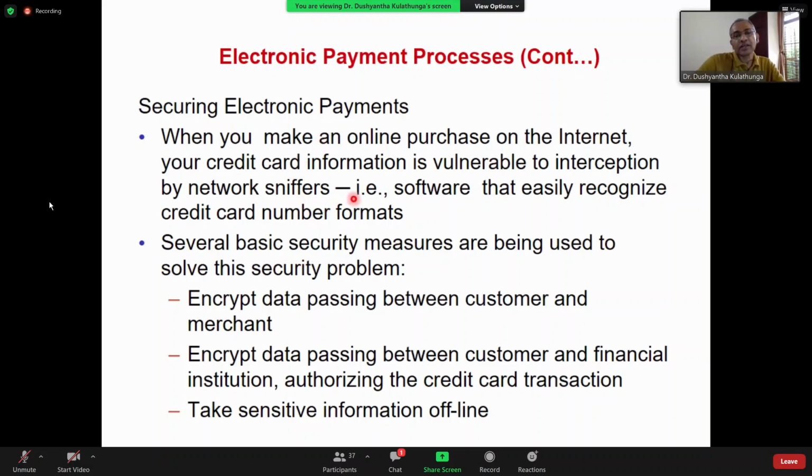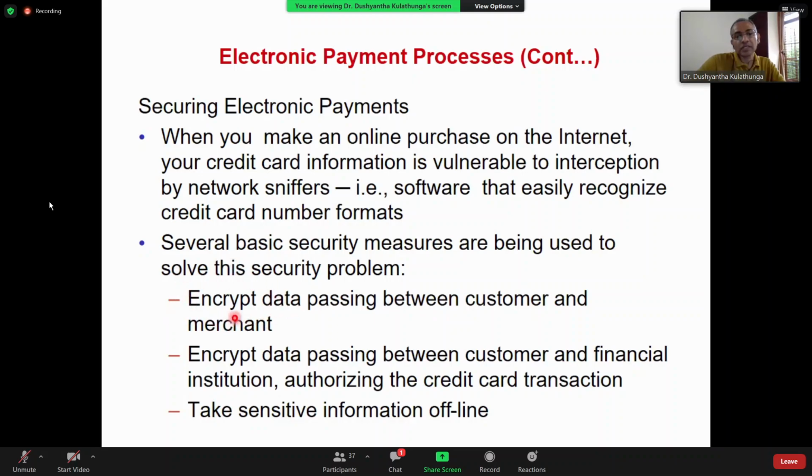Then, if that happens, that will be a big issue. So therefore, we need to protect the communications taking place between the buyer and seller. For that, we can take some action. Here we highlight some actions or measures which can be taken to protect the communication taking place between buyer and seller. Encrypt data passing between customer and merchant.